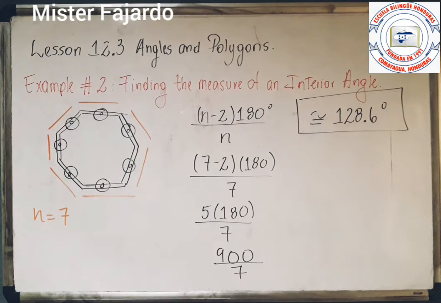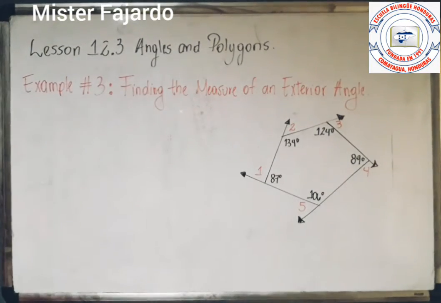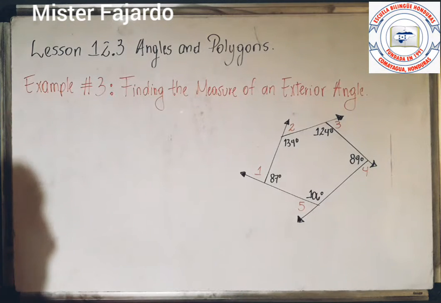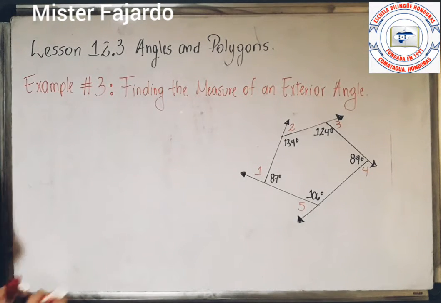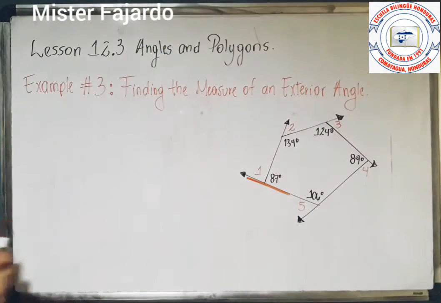Now we are going to do the next example. In example number 3, we need to find the measure of an exterior angle, okay? In this case, they ask you for the measure of the angle number 1. And it's really easy because you just need to remember a concept that you already know, that is the supplementary angles. You know the supplementary angles are equal to 180 degrees, okay? You are going to do the addition of two measure angles and has to be equal to 180 degrees. And those angles are in a straight line, like this one, okay? Because it's the one that we are going to evaluate right now.